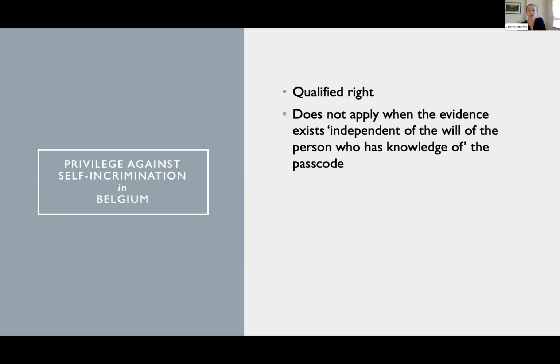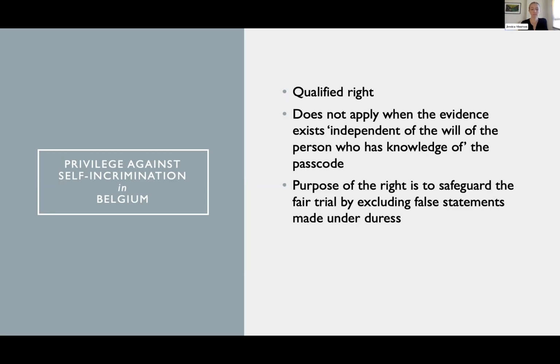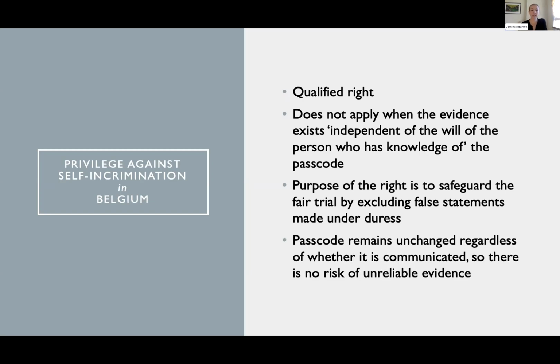privilege does not apply if the evidence exists independent of the will of the person who has knowledge of the passcode. And they go further to discuss why this is, because the purpose of the privilege against self-incrimination is to safeguard fair trial rights by excluding false statements made under duress. And so because that is the purpose, we can see that a passcode remains unchanged regardless of whether it's communicated. So there's no risk of unreliable evidence or an unfair trial in that situation.